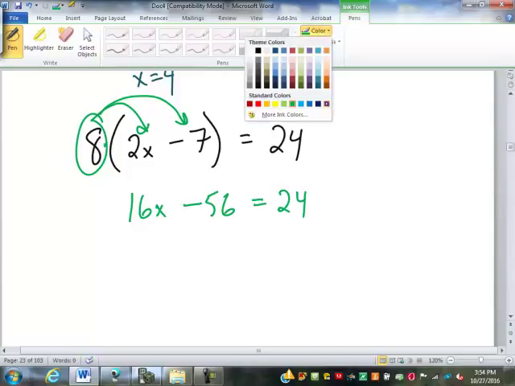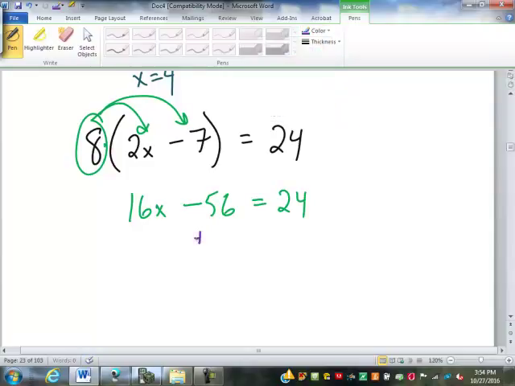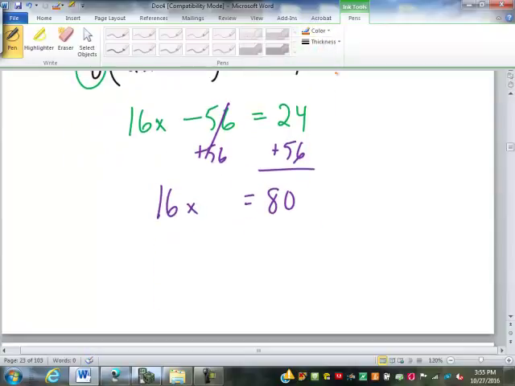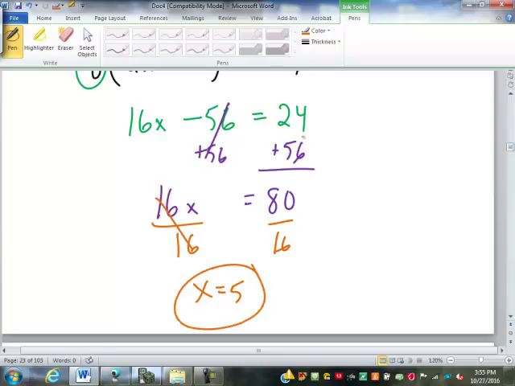Then what? We're going to add 56. 24 plus 56 is 80. 16x equals 80, so we're going to divide by 16. So you get x equals 5. How have you had x equals 5? Good.